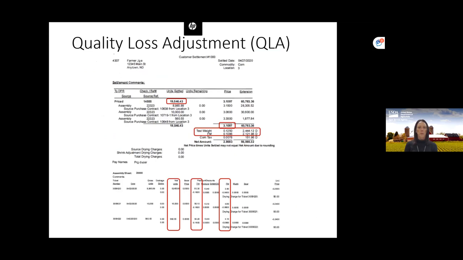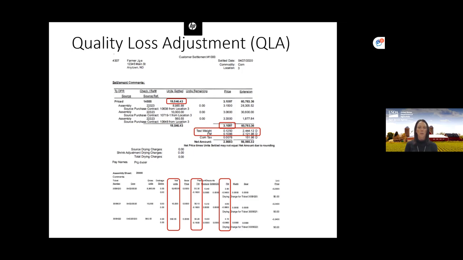So in this example, the producer is providing a settlement sheet. It has our total net bushels listed on it. It has our price before discount. Again, there are three assembly sheets included on this settlement, and it gives us our weighted average of all three assembly sheets of $3.1097 per bushel. It has our total test weight and broken kernel foreign matter reductions. So those are totaled for all three assembly sheets on this one settlement sheet.